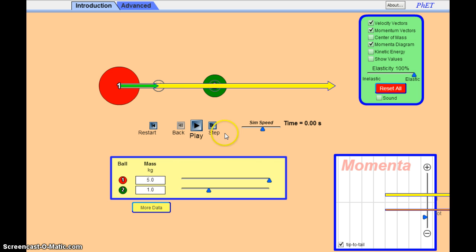So it's all about numbers here, but we get the concept. It's just finding the momentum and the relationship of mass and the velocity.